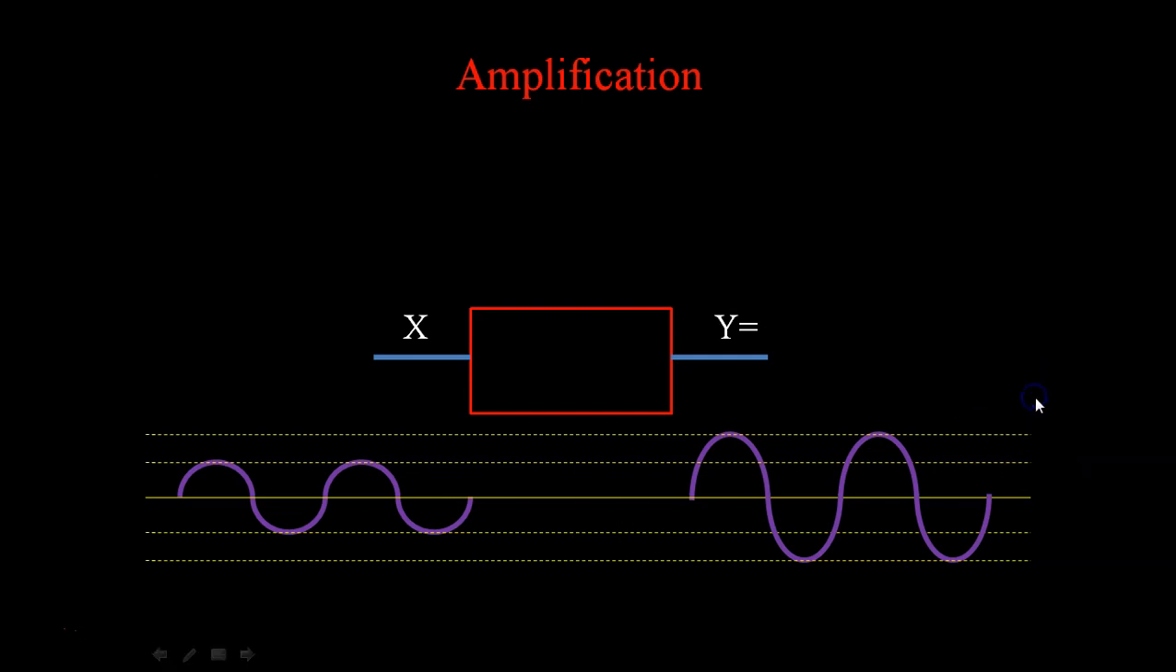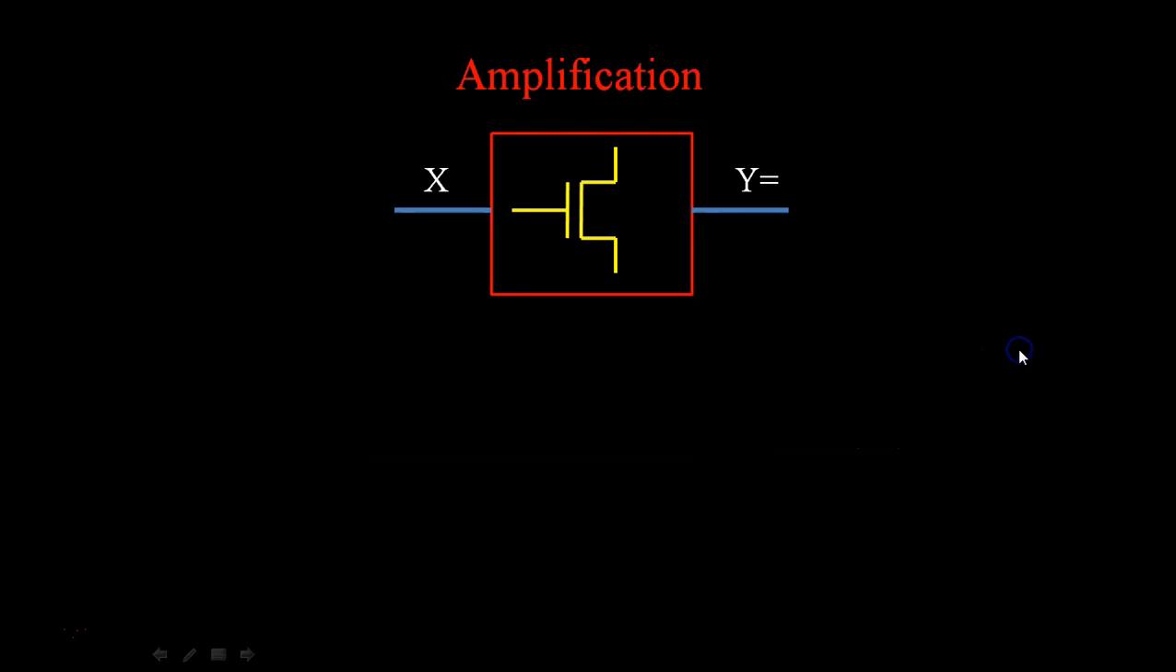Correct? So let's see if we can do this process, that is, feeding the input with some signal and getting an output which is an amplified version of the input. And if it follows linearity, then of course we can use the MOS as an amplifier. So let us take just a MOSFET. I have just taken an NMOS as an example, and let's see if the MOS can do what is called amplification.